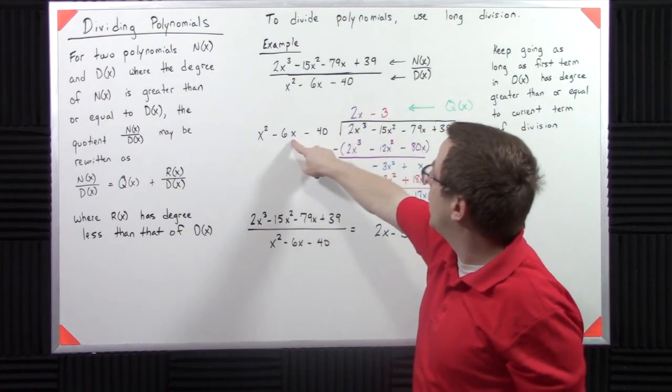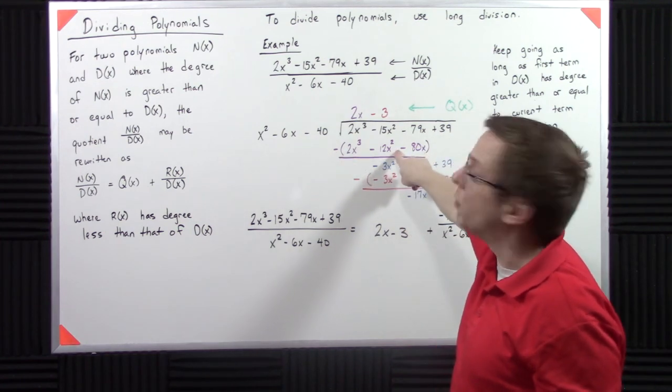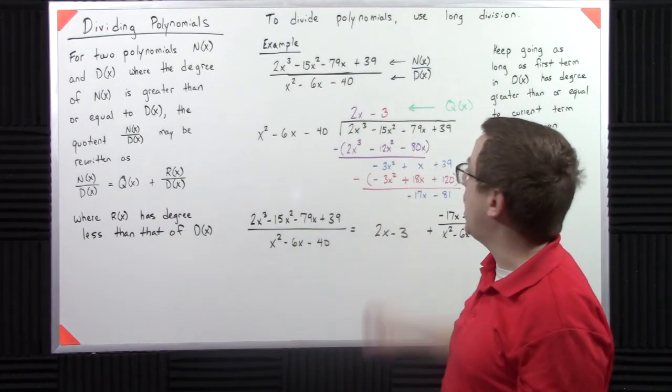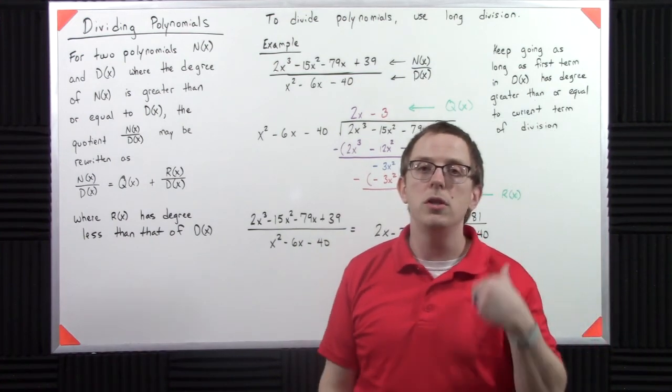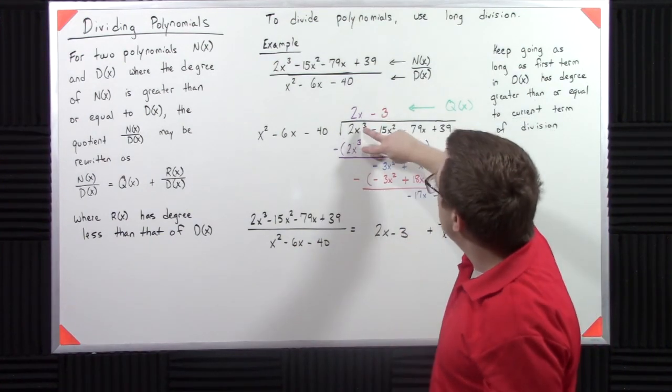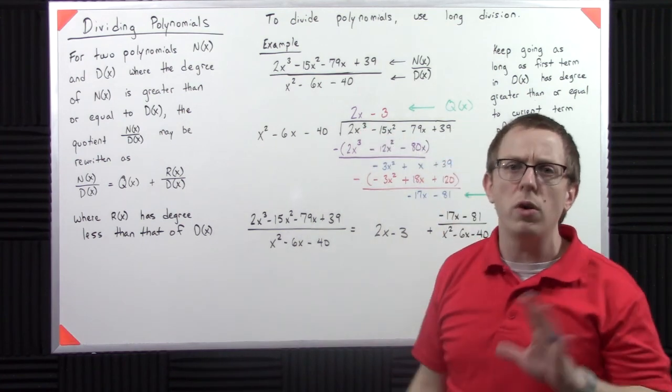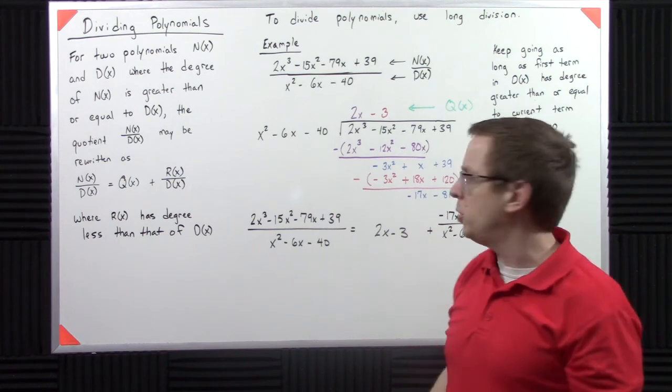I multiply it by negative 6x to get negative 12x squared. And I multiply it by negative 40 to get negative 80x. So the key here, to know if you've done this right, is that these terms had better match. If these terms don't match, then you've already done something wrong, but they should match.